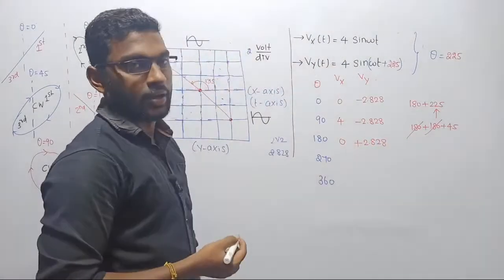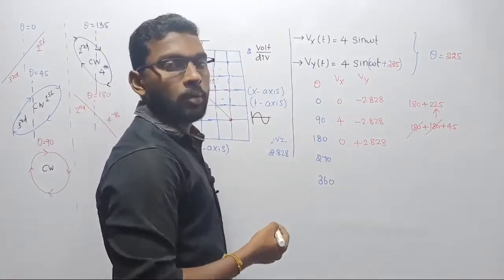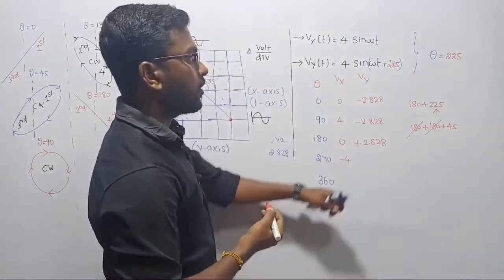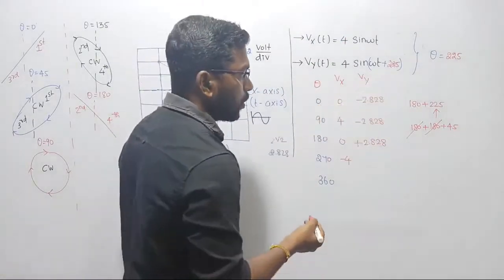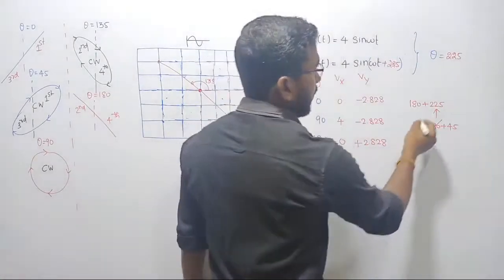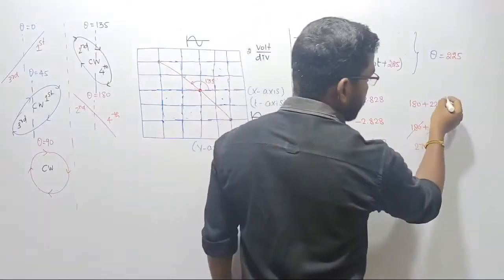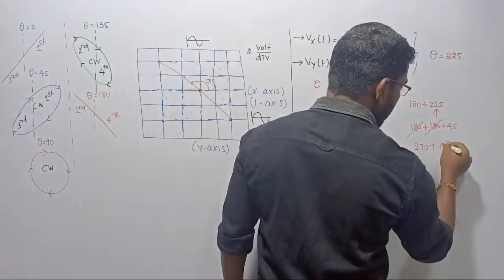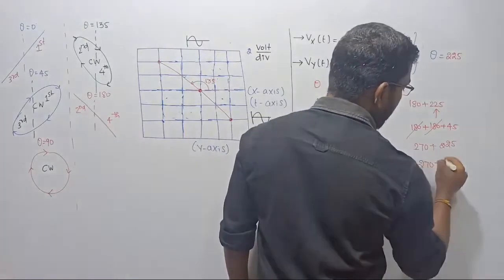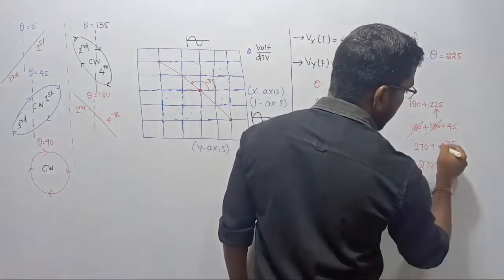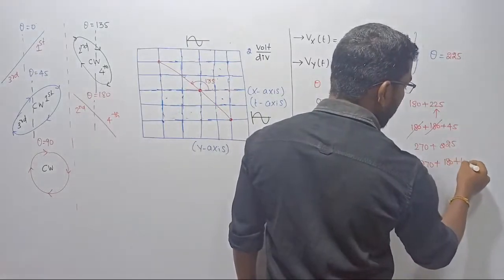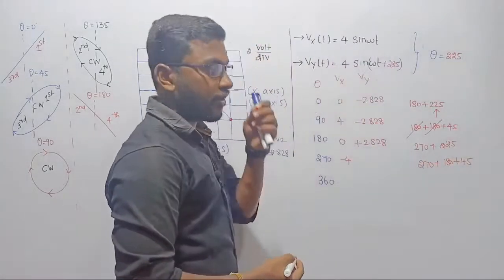Next, 270 degree. At 270, sin 270 is minus 1, minus 1 into 4, minus 4. Here this is 270 once again, right? So once again here I am going to get what? 270 plus, here this is going to be 225. Anyway, we all know this can be written as 270 plus, let me break this one: 225 can be broken as 180 plus 45 degree.